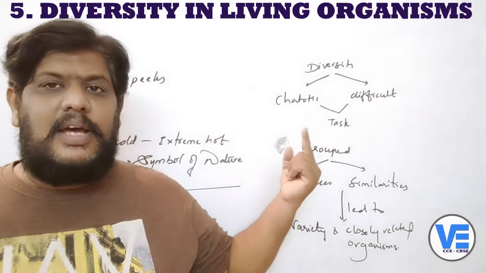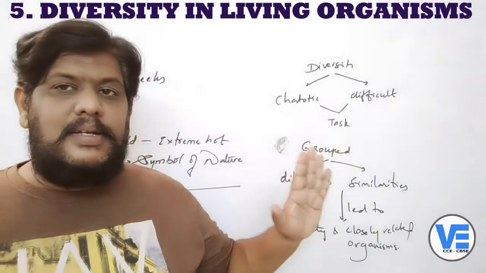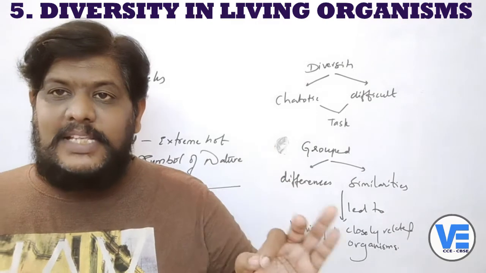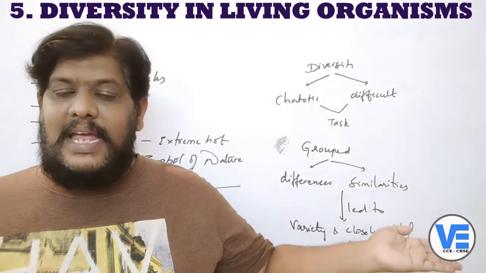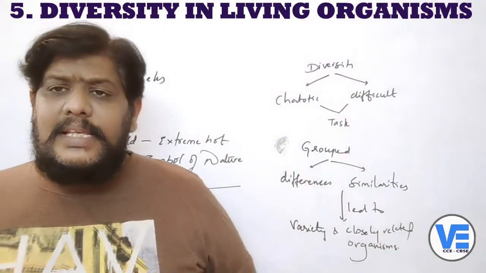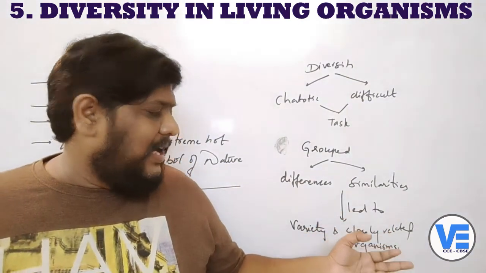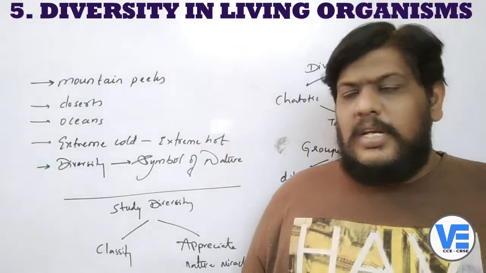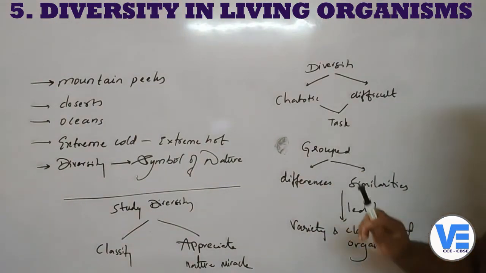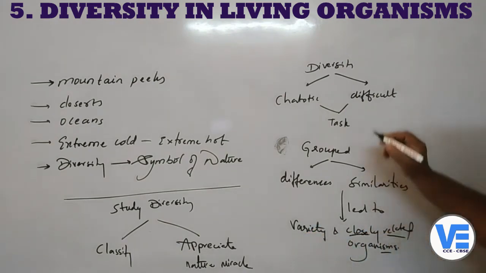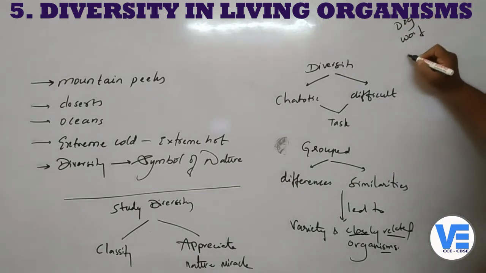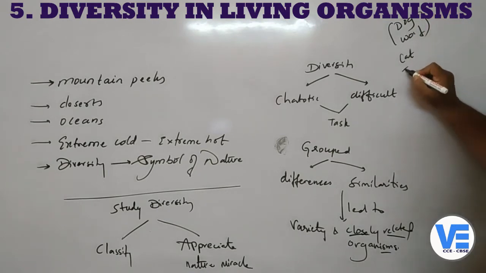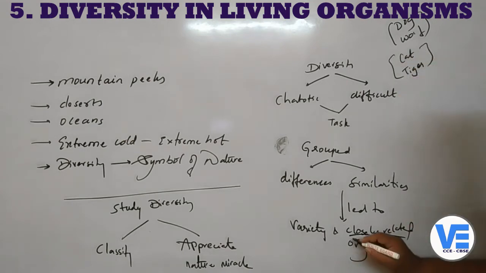In the same way, all the organisms in our surroundings which we know are grouped under certain categories. And what is the base of that? That is based on the differences and similarities between the animals, and the differences and similarities between the plants. This kind of process has really led us to know the variety and closely related organisms around us. So children, what you can observe here is that because of this grouping, taking differences and similarities into consideration, it has led to identifying the variety and closely related organisms. For example, if you take the dog and the wolf, they have similar characters. If you take the cat and the tiger, they have similarities too, isn't it? So they are closely related to each other.